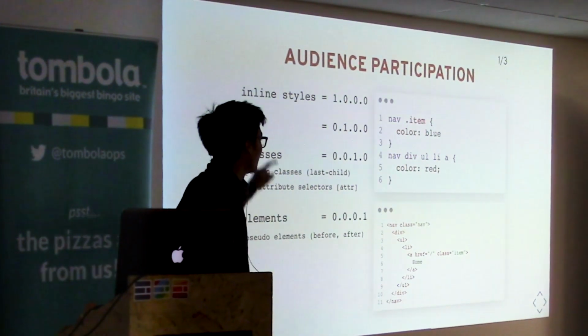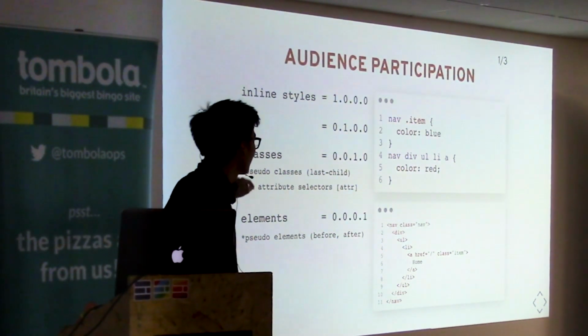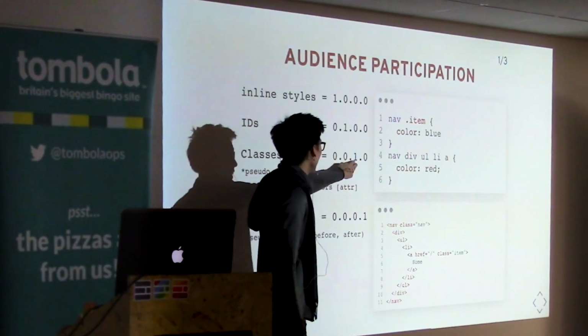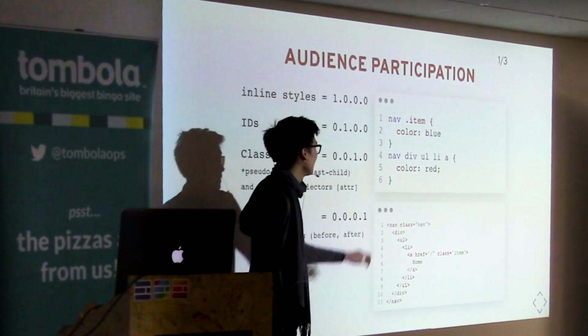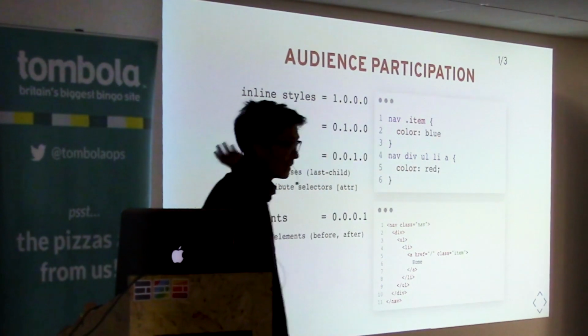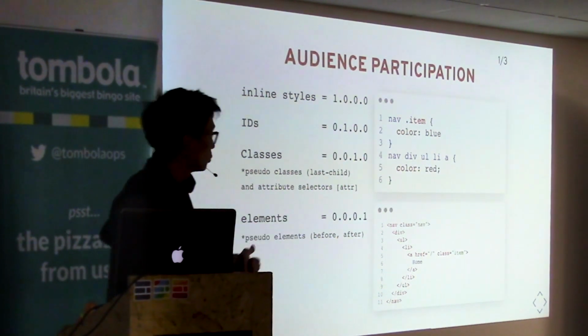It's going to be blue because there's only one element there and there's one class. So we have this class here and we have one element here. Whereas you can have as many elements as you want, but if there's a class there, the class is always going to overwrite it.